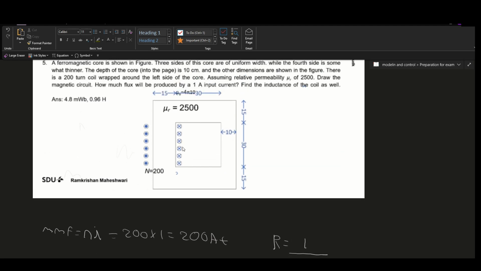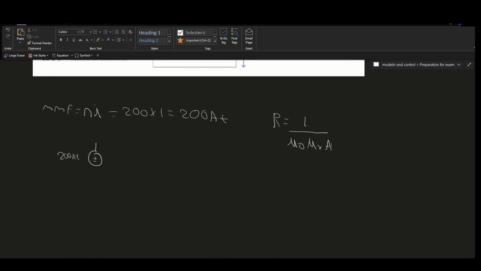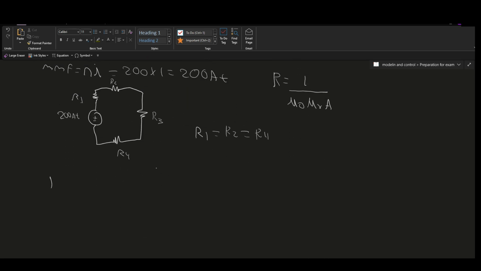So to calculate the reluctances, we will divide it like that. And also that's how we are gonna draw the magnetic circuit. You're gonna have one reluctance to the left, one in the top, one in the right, and one in the bottom. So I'm just gonna call them R1, R2, R3, and R4. And as I thought before, R1 is equal to R2 and equal to R4. They're gonna be the same. Okay, so let's calculate R1.